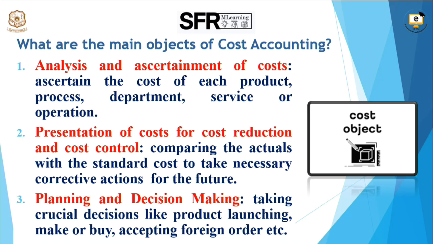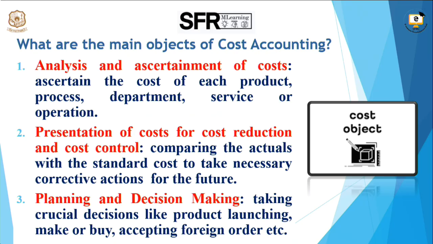The following are the main objectives of cost accounting. First one is analysis and ascertainment of cost. The primary object of costing is to ascertain the cost of each product, process, department, service or operation. It includes prime cost, works cost, production cost, cost of goods sold, etc. The second main object of cost accounting is presentation of cost for cost control as well as cost reduction. In order to control and reduce cost, we have to compare the actual with the standard, and then only can we take necessary corrective action for the future.